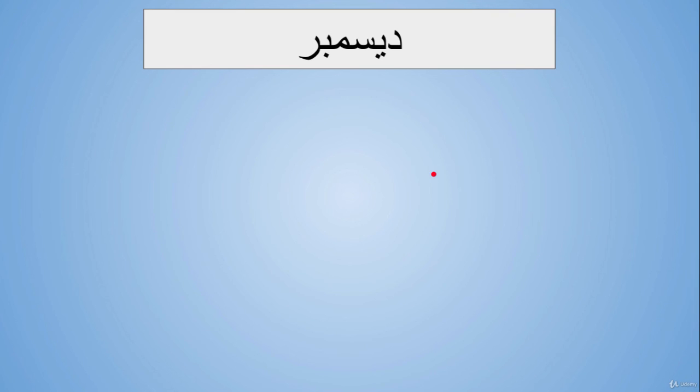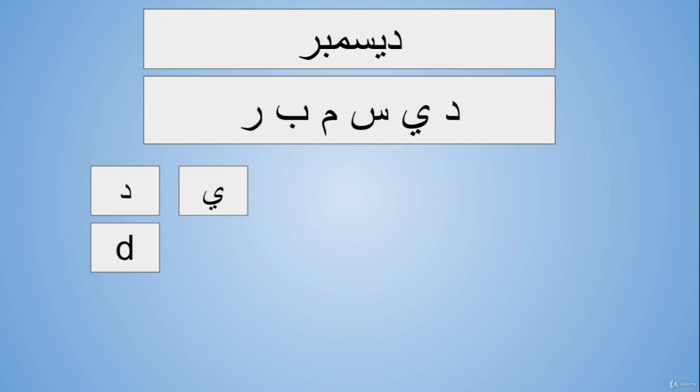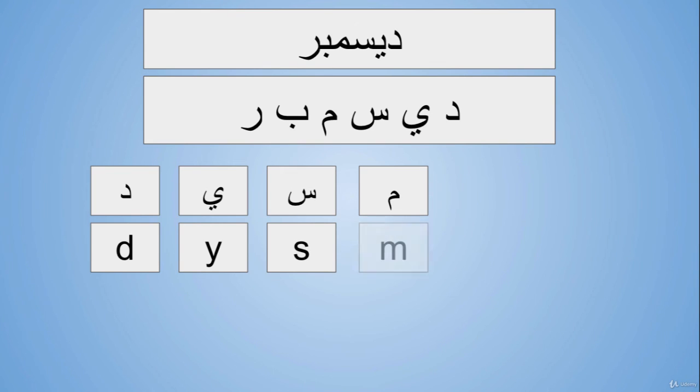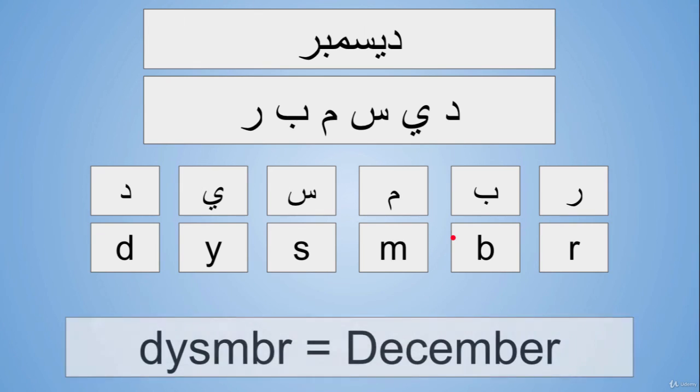Moving on to another word, let's try to break it down into the individual letters. And then let's start with the first one, which is dal, which sounds as d. The second one is ya, which sounds as y. Third is sin, which sounds as s. The next one is mim, which sounds as m. And the following one is ba, which sounds as b. And the last one is ra, which sounds as r. Putting it all together, it will be December. So this is actually the month December, and now we are able to recognize it when we see it in Arabic.